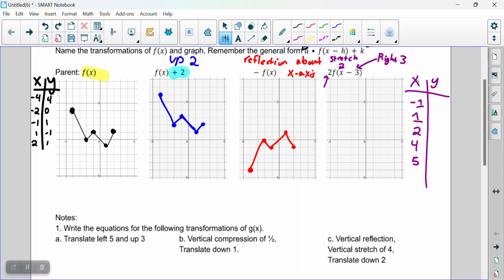We're okay with decimals. So 4 times 2 is 8. There's my first point. 0 times 2, still 0. 1 times 2, 2. 4, or -1 times 2 is -2. And 1 times 2 is 2. Here's my new points. -1, 8.